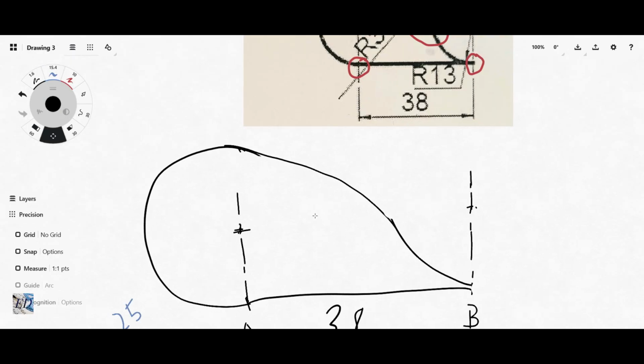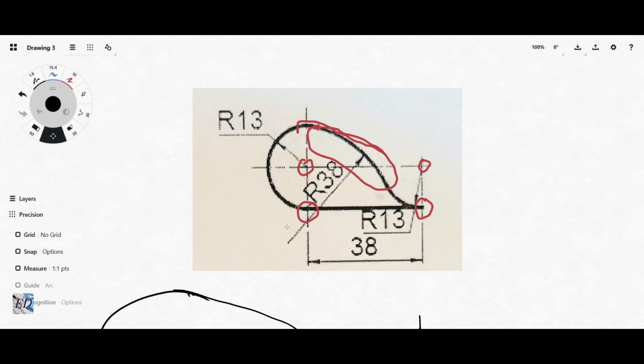Yes, this is a very easy one. Try and understand all the figures that come into play, how the arcs and the lines interact with each other, and you can easily go on to draw the figure.